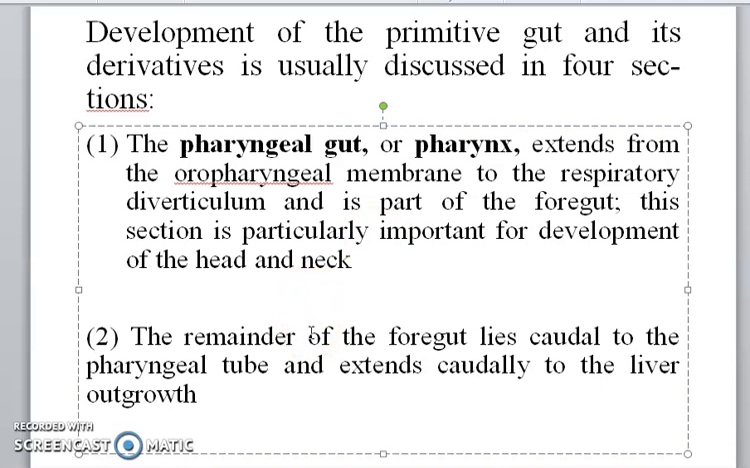2. The remainder of the foregut lies caudal to the pharyngeal tube and extends caudally to the liver outgrowth. While the third portion is the midgut. The midgut begins caudal to the liver bud and extends to the junction of the right two-thirds and left third of the transverse colon in the adult. Remember that normally the midgut extends from where the liver bud starts and extends as far as the transverse colon in the adult. So the midgut, remember, incorporates the duodenum till the transverse colon. Remember that.